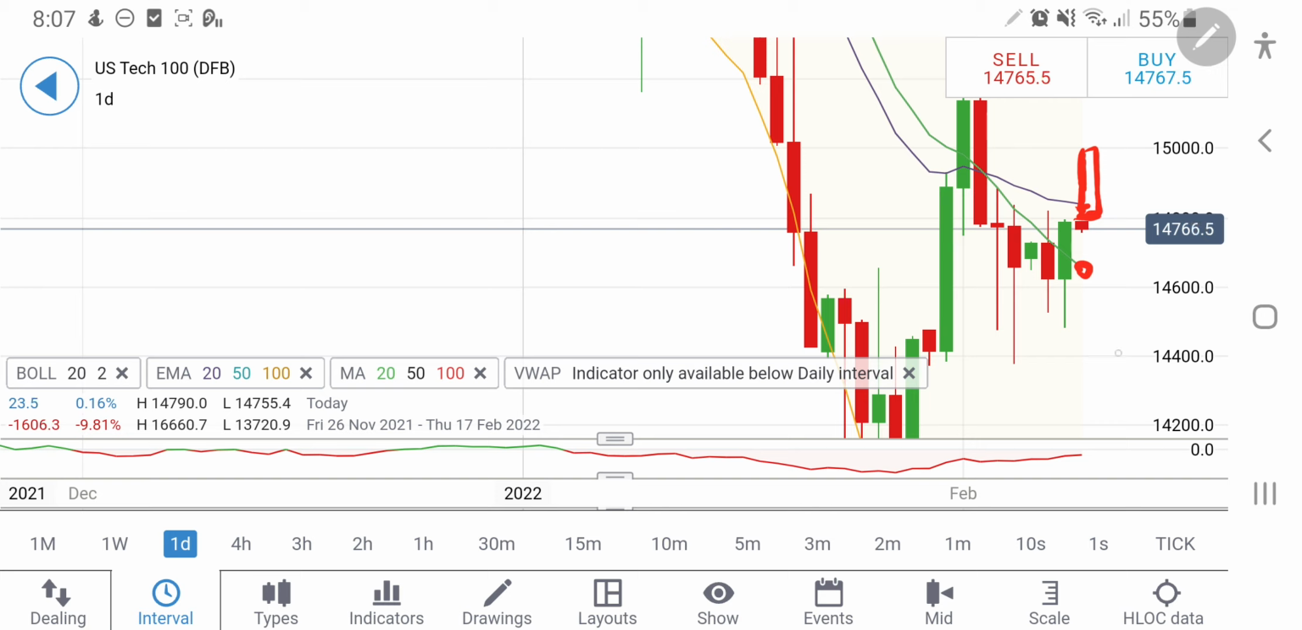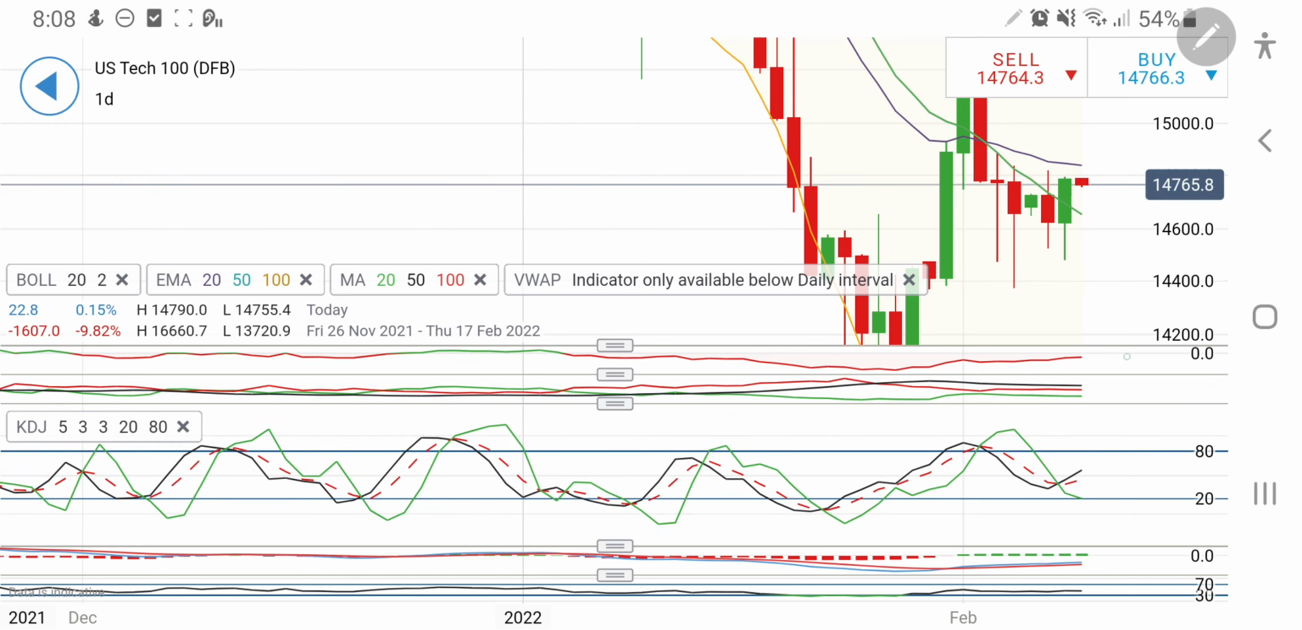Look at the stochastic here. Stochastic is trading almost at the bottom, looking to reverse, and probably we can see 14,900 on US 100 today, and in fact it can go beyond those levels to 14,970 and 15,000 plus levels also.